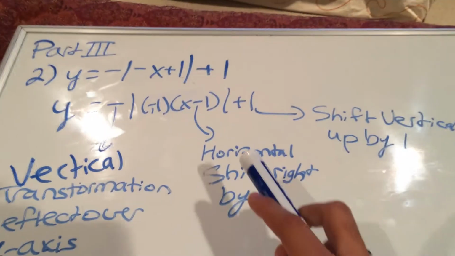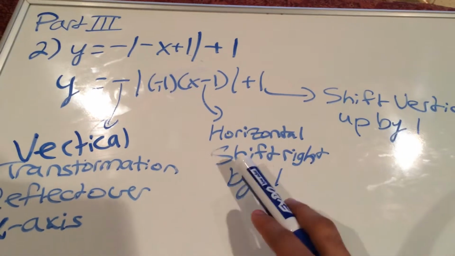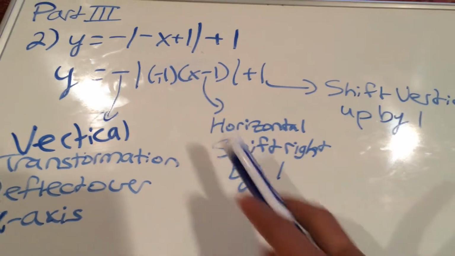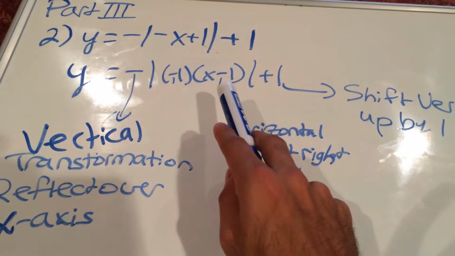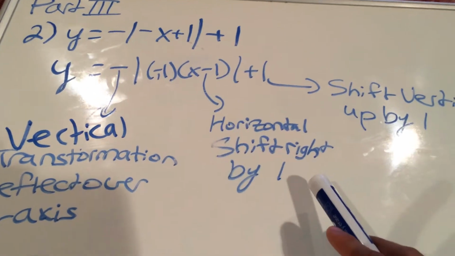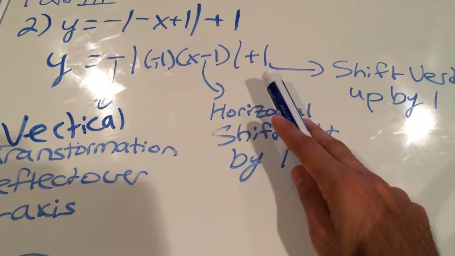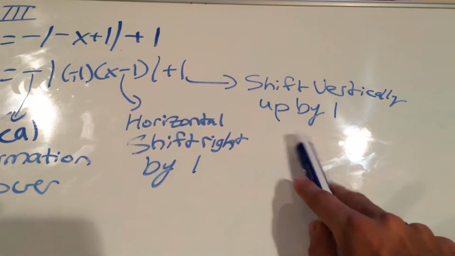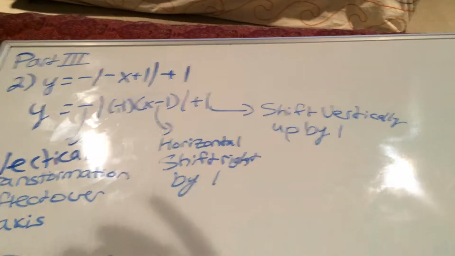It's outside. The minus 1, of course, is a horizontal shift rightward by 1. Horizontal because it's with the x, it's inside the action. Right because we do the opposite of what this says. This says negative, we do the opposite. This out here is a plus 1. This is outside, so it must be a vertical shift, and it goes up by 1. Vertical, we do exactly what it says.